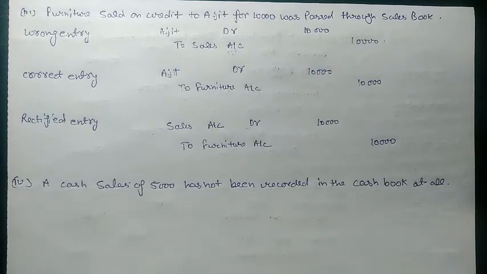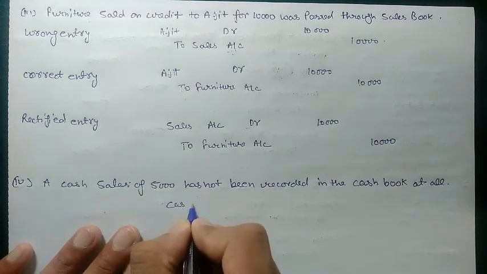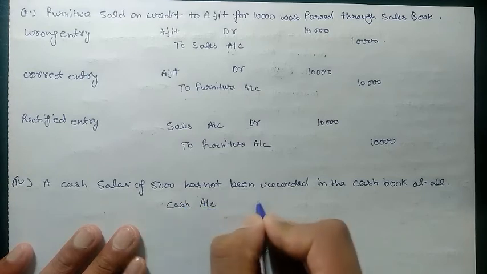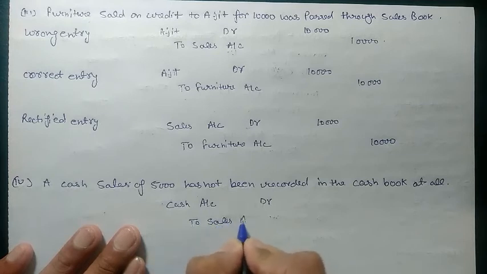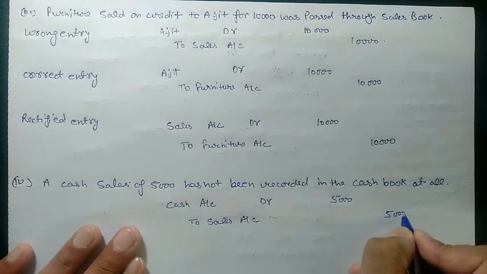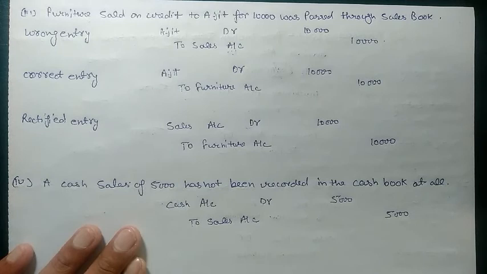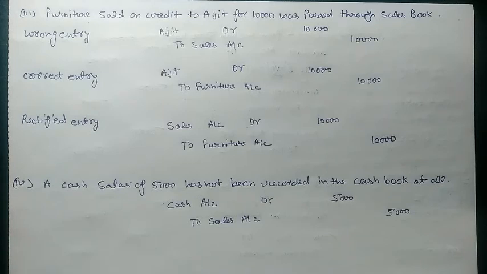After that we have another entry, that is a cash sale of 5,000 has not been recorded in cash book at all. What we made, we have forgot to post the entry. It is the entry that I told is about omission, that is complete omission. We did not post the entry in the books. So we know about the cash sale entry, that is cash account debit to sales account by 5,000. In this entry we do not have to make any change. This is the entry about the omission of entry, in which we forgot to journalize or post the entry.